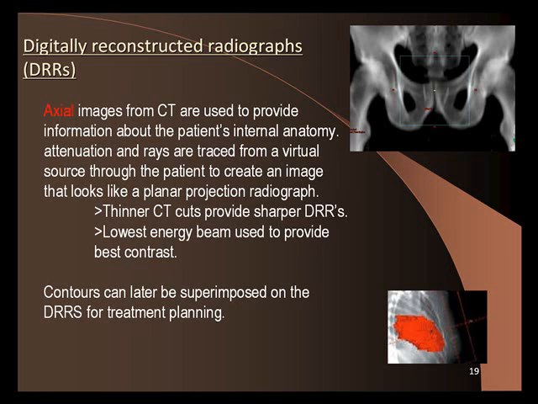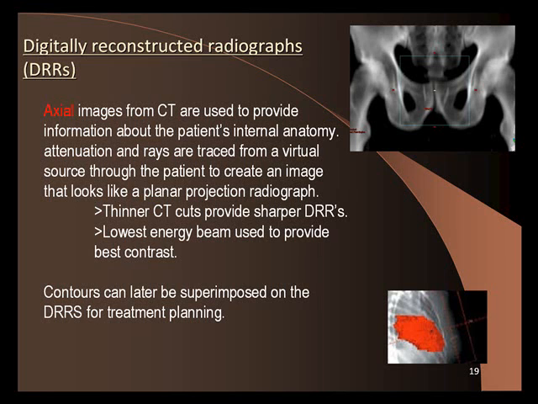If you're doing 5 millimeters, this is one slice, another slice is next to it, another slice. It's going to be kind of blocky, and your DRR is going to look like Lego pieces. So the thinner the cut, the smoother your DRR will look. The lowest energy beam is used to provide the best contrast. So a low energy CT scan beam is going to give you a better contrast.